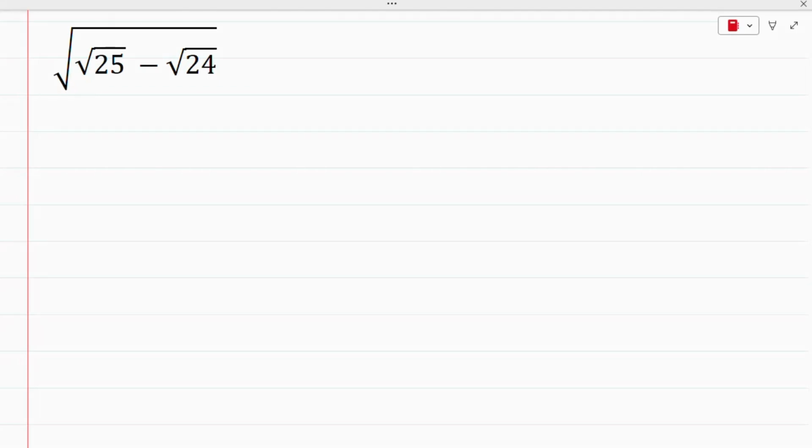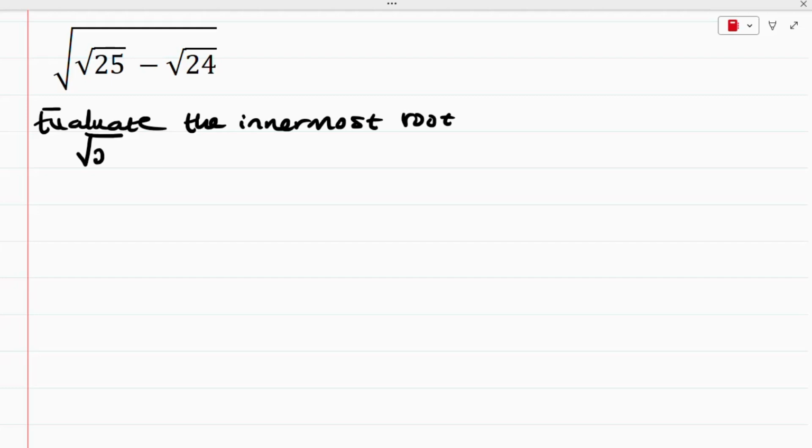So we have this exponent Math Olympiad problem right here that says the square root of 25 minus root 24. We have to solve for this. So guys, the first thing you want to do is to simply evaluate the innermost root. So by simply evaluating the innermost root, we have the innermost roots to be root 25 and root 24.